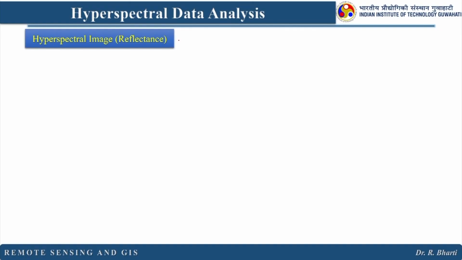I am going to show you what are the different steps we follow in hyperspectral remote sensing data analysis. So the first step is hyperspectral image. You need to convert this hyperspectral DN number into reflectance image, right, because reflectance is the unique information. So here I am considering Hyperion.